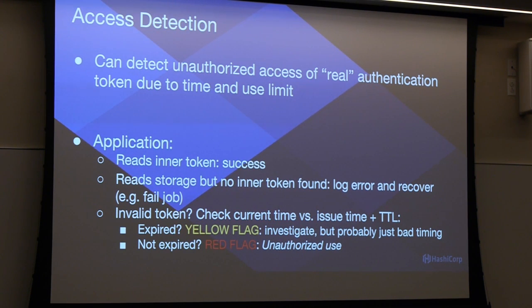So the application running in the container says, I'm going to read this inner token. If I get this value back, great, everything's good. If it reads storage and no inner token is found, which I've never seen happen, but in theory, if there's some really bad error, then log it, and fail the job. But invalid token: when you wrap it, you get back the current time, the TTL of the token, and the token value. And we can check the current time and ask, did this expire? Is it past the expected lifetime of the token when I'm trying to unwrap it?